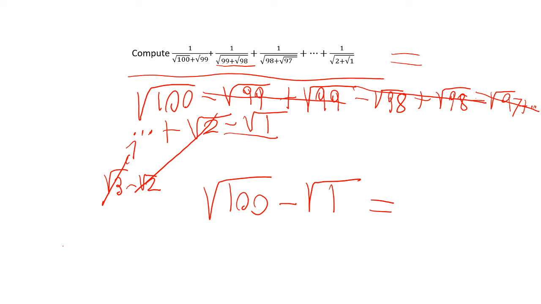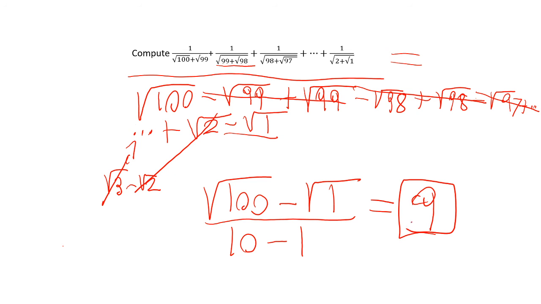Since everything got cancelled except the first and the last term, all we need to do is evaluate the first and the last term. So that's what we're going to do. The square root of 100 is 10, and the square root of 1 is just 1. So we have 10 minus 1, which is 9. And this entire telescoping series, when evaluated, is equal to 9. And now you can see what a telescoping series is. Every single term except the first and the last term gets cancelled out.